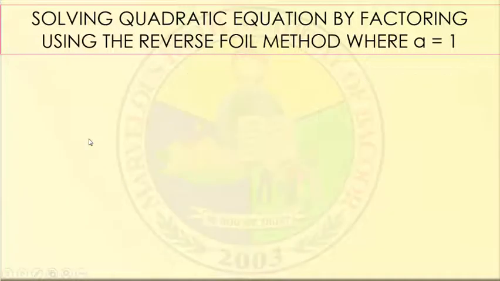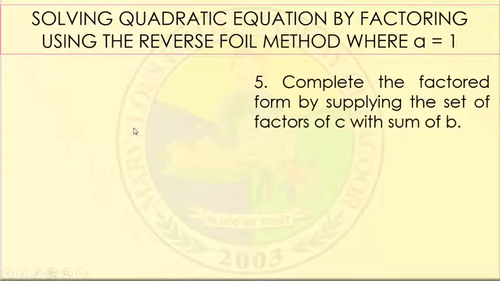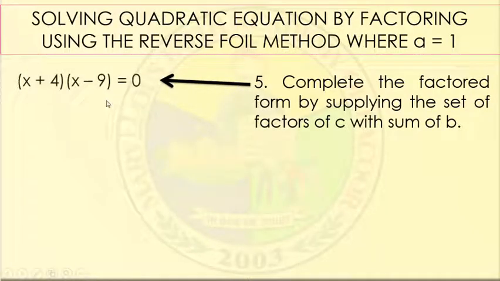Okay, so complete the factored form by supplying the set of factors of c, the sum of b. Okay, so ang factored form natin is quantity x plus 4 times quantity x minus 9. So, ayan yung factors ni negative 36.